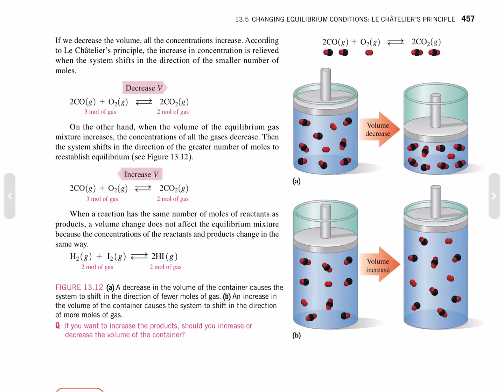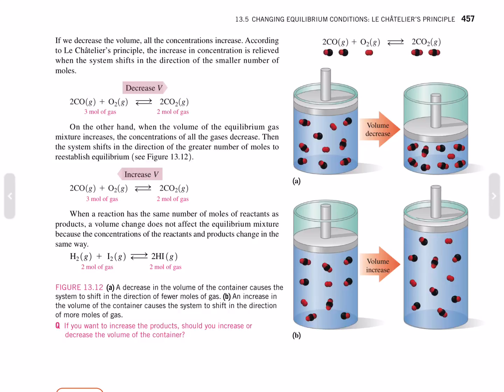If we decrease the volume, all the concentrations increase. According to Le Chatelier's principle, the increase in concentration is relieved when the system shifts in the direction of the smaller number of moles. So the reactants have 2 moles of carbon monoxide and 1 mole of oxygen, which is 3 moles of gas. The products, there are 2 moles of carbon dioxide. So if you increase the concentration, it will shift towards the lower number of moles.